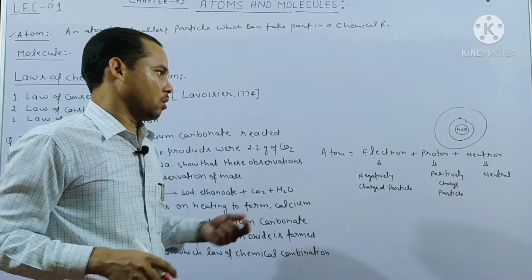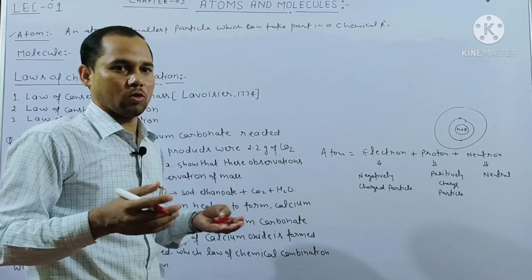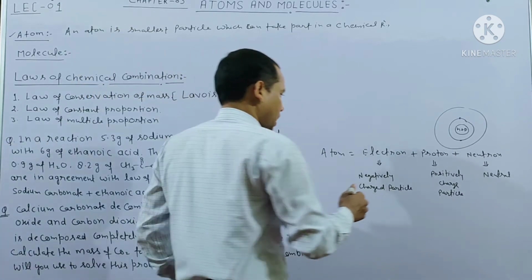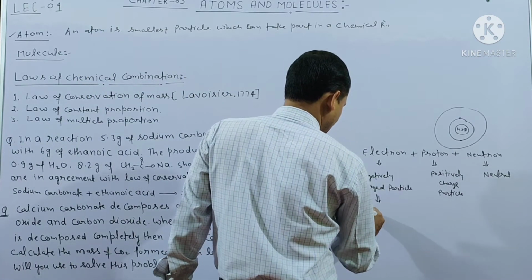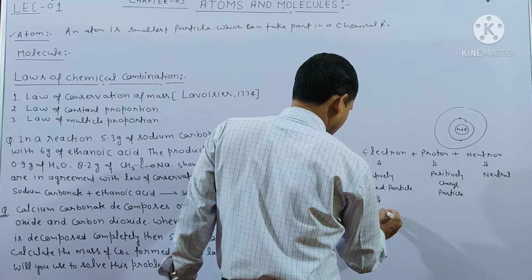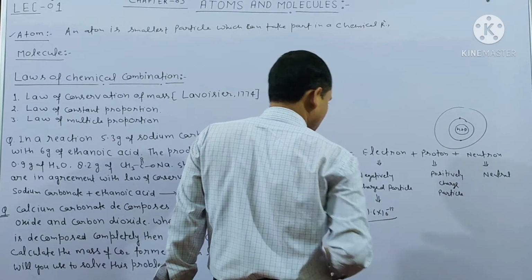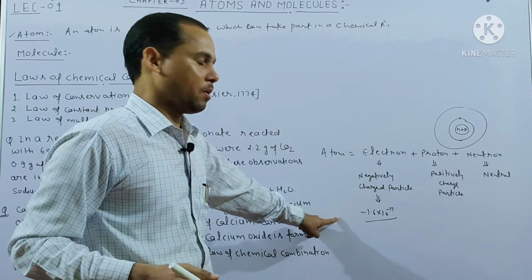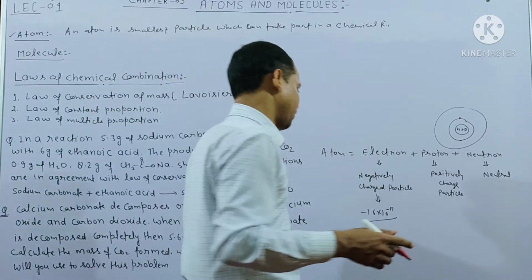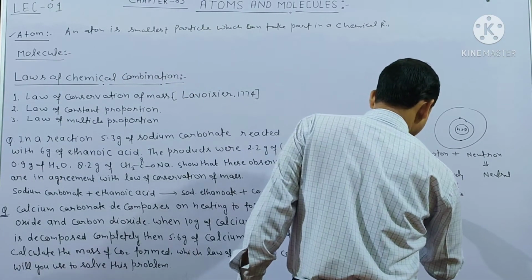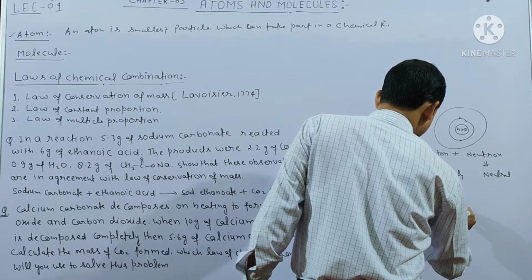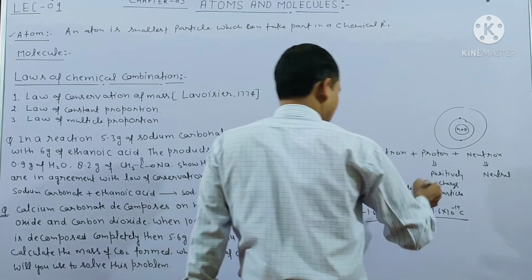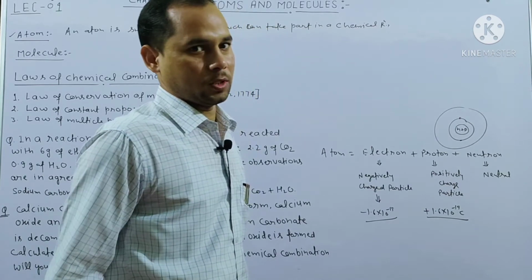And one more thing: what is the charge on the electron? The electron has a negative charge, that is minus 1.6 into 10 to the power minus 19 coulomb. Similarly, the proton has the same magnitude of charge, but the sign is different. It is positive 1.6 into 10 to the power minus 19 coulomb. But the neutron has no charge.